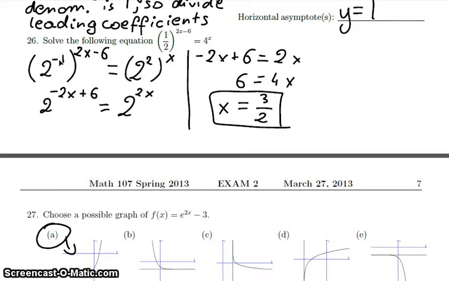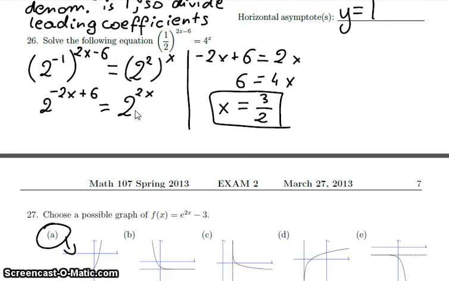And then if you have 2 to the negative first raised to another power, you have to multiply the exponents. So that's what happened. Negative 1 times 2x and negative 1 times negative 6. That's your new exponent of 2 on the left. And then on the right hand side, the new exponent of 2 is 2 times x. So it's 2 to the 2x.